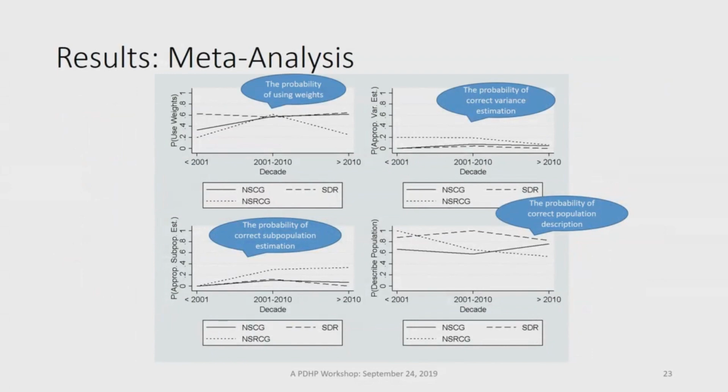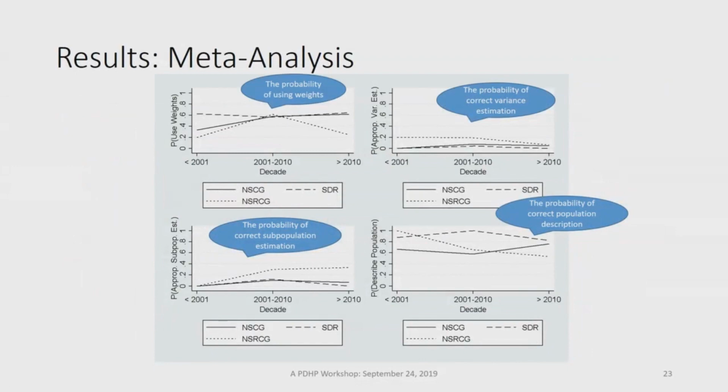Some surveys it actually drops down to about 20%. And it's not just in the older decades, it's now. Like articles that have been published using the NSRCG, for example, 20% were saying they use the weights in articles that were published after 2010. Right? So it's not like it's getting better. In some cases, it might be getting a little bit worse.